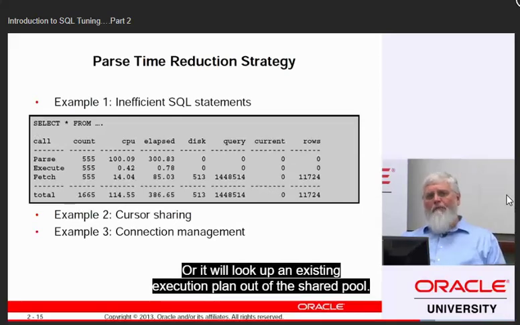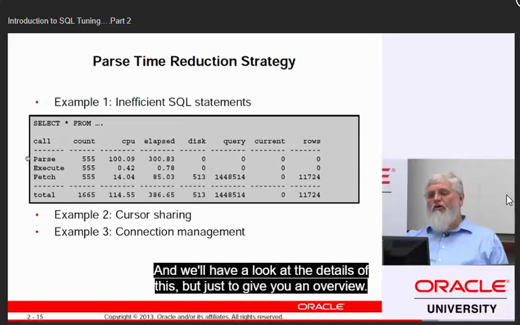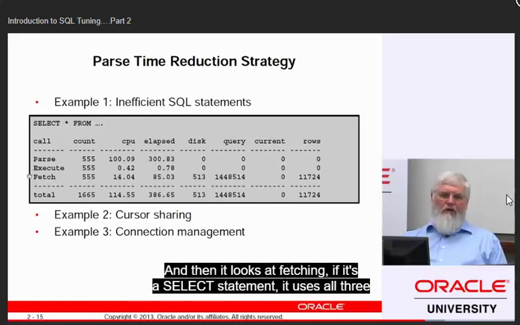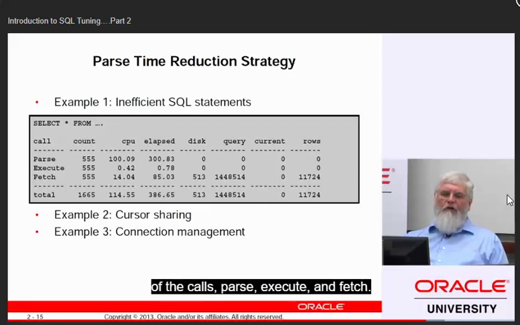Then it looks at executing the statement. And then it looks at fetching. If it's a select statement, it uses all three of the calls: parse, execute, and fetch. If it's a DML statement, an insert, update, delete, or merge statement, it only uses the first two. Since this is a select, it's going to use all three of them.